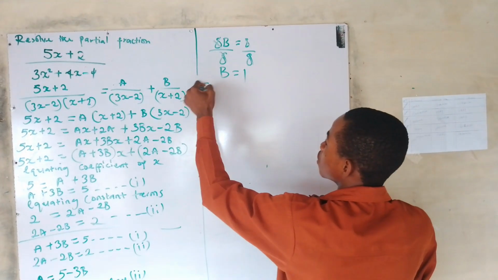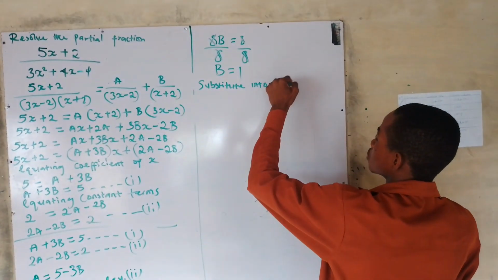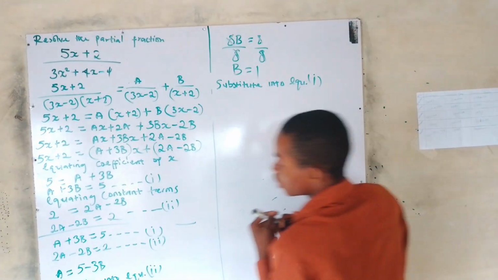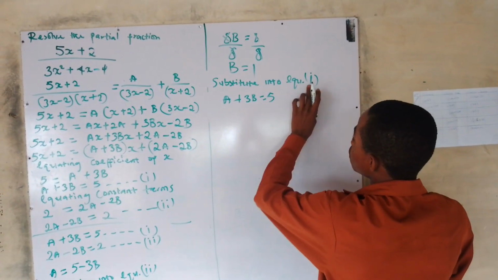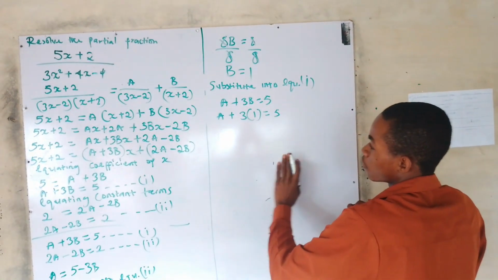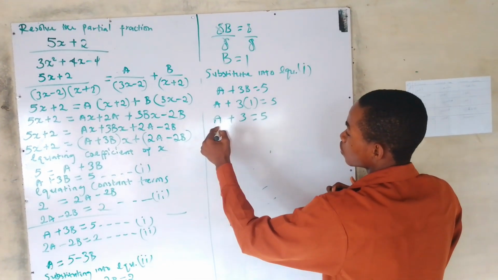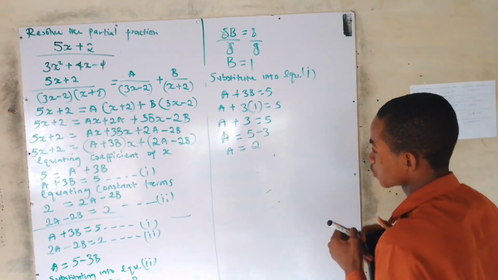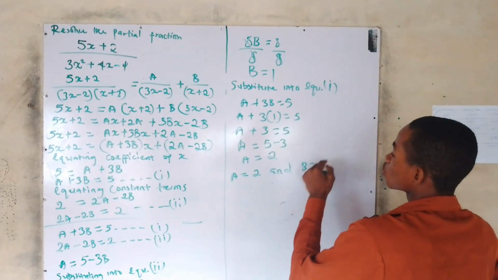So now we've had the value of B. Let's substitute it into equation 1 to find A. Equation 1 is A plus 3B is equal to 5. Let's put the value of B here. So that's A plus 3 bracket 1 is equal to 5, so A plus 3 is equal to 5. We remove 3 here, A will now be equal to 5 minus 3, which gives us A is equal to 2. So now we have that A is equal to 2 and B is equal to 1.